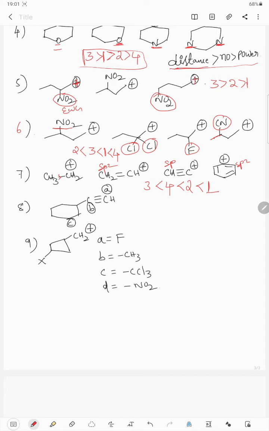And for the second and fourth, in the second one only one sp2 carbon is there, but in the fourth one two sp2 carbons are there, near the carbocation. I hope you understood. Next example, the eighth example.